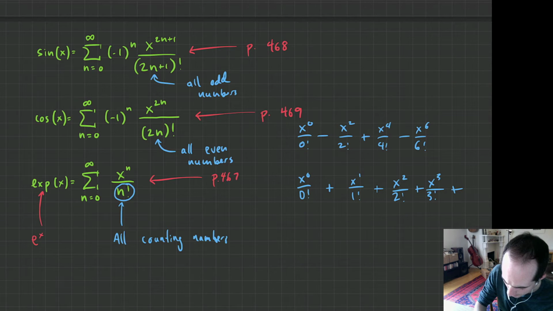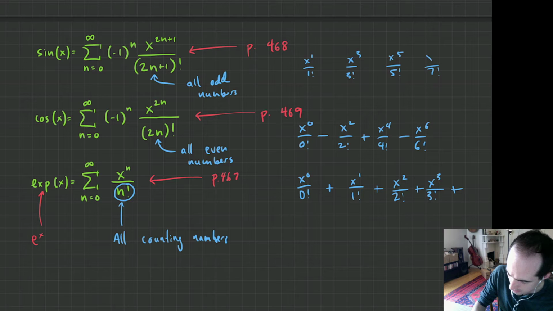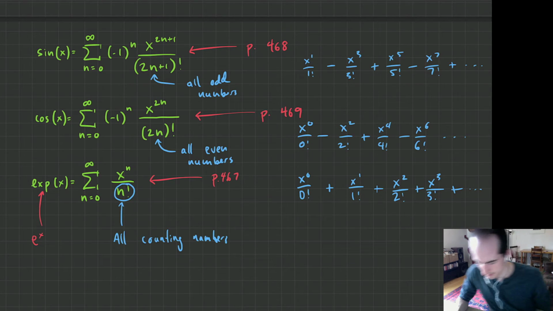So in the denominator, we're going to have a 1 factorial, a 3 factorial, a 5 factorial, a 7 factorial, right? And then in the numerator, it'll be x to the 1, x to the 3, x to the 5, x to the 7. And now we can start to worry about the pluses and minuses. We've got a plus here, a minus here, and a plus here, and a minus here, right? So these are pretty similar.